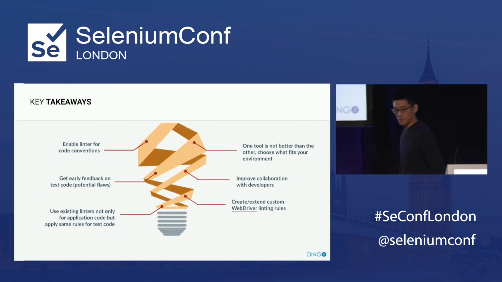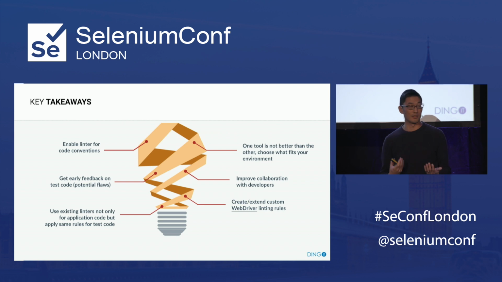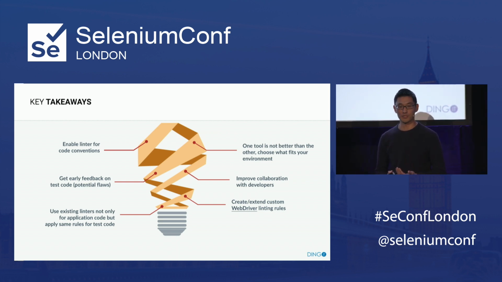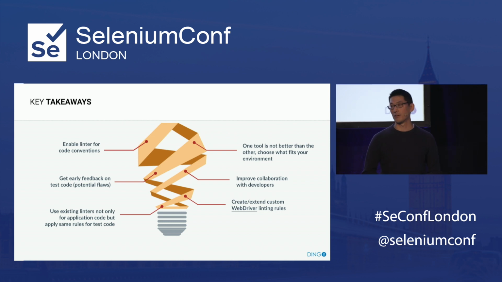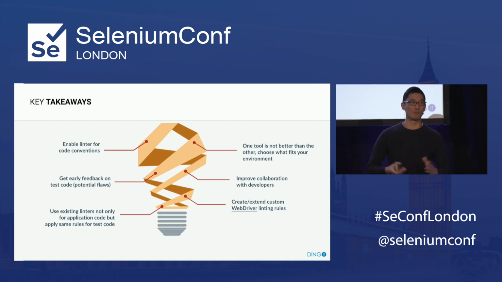Some key takeaways. Enable a linter for code conventions to increase the collaboration with developers, really talking the same language. You can get early feedback on test code while you're writing it. Try to use the same rules that you're using for application code as for test code. You can override certain rules for test code or vice versa. I showed you a couple of tools. There are many more tools out there, and one tool is not better than the other. So really choose what fits your environment.